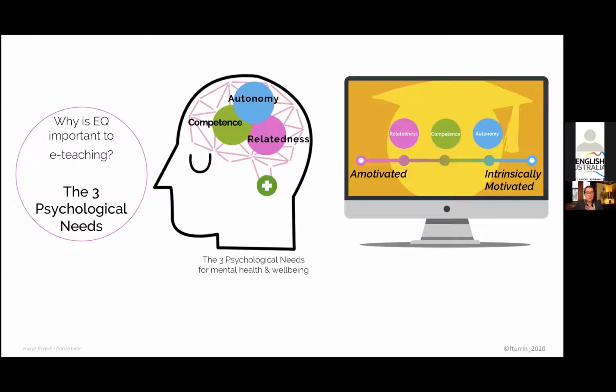These are autonomy, competence, and relatedness in that order. How are these relevant to e-teaching? Of those 3, I believe relatedness is primary and the others will follow.